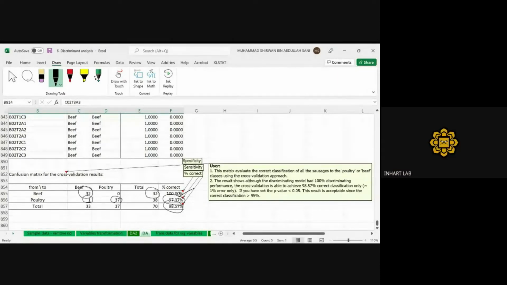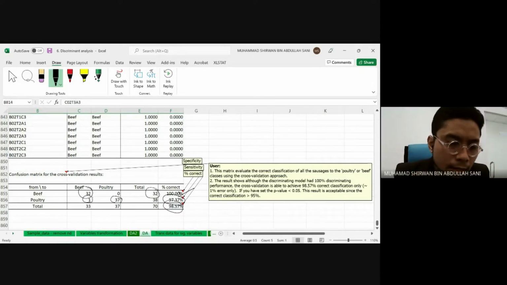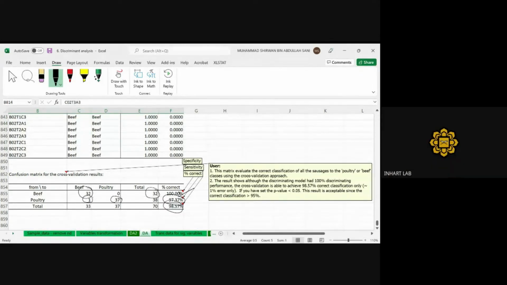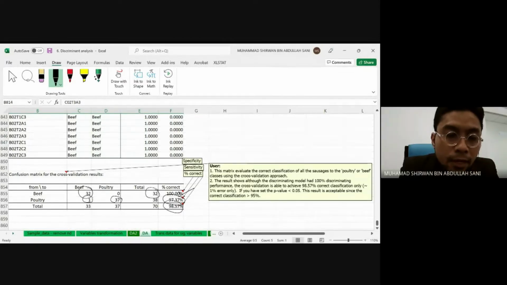Okay, Dr. Shirwan, we got two questions. First from Sister Nurul Fahana. Assalamualaikum, Doctor. Is it fine if the percentage of principal component is low, even though we already use PC1 and PC2? Yes, it is still possible.